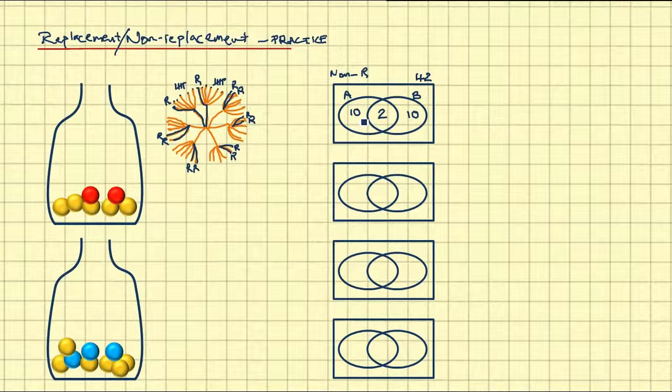And that means that if I add these together, 10 add 2 is 12, plus 10 is 22. Take that from 42, we should have 20 branches where we can't see, where red hasn't been drawn either in the first draw or the second draw. So we never draw a red, we only draw yellows. And we should be able to see this here.